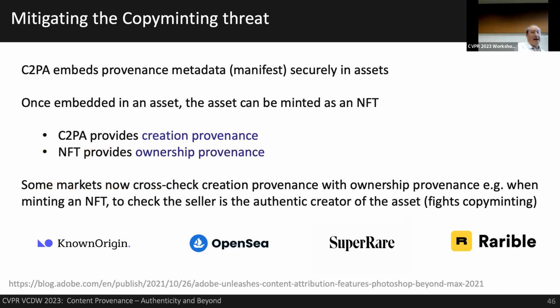At least with C2PA, we have a way of mitigating this copy minting threat, because NFT is providing only ownership provenance, who owns or owned an NFT, but C2PA provides the creation provenance, like how an asset is made, by whom, and so on. So if you combine these two by signing your NFT images with C2PA metadata before you mint them, then you can say something about the origins of an image you find on a market and mitigate this copy minting threat. And indeed, several major markets have started to do this with the C2PA metadata, which is very exciting.